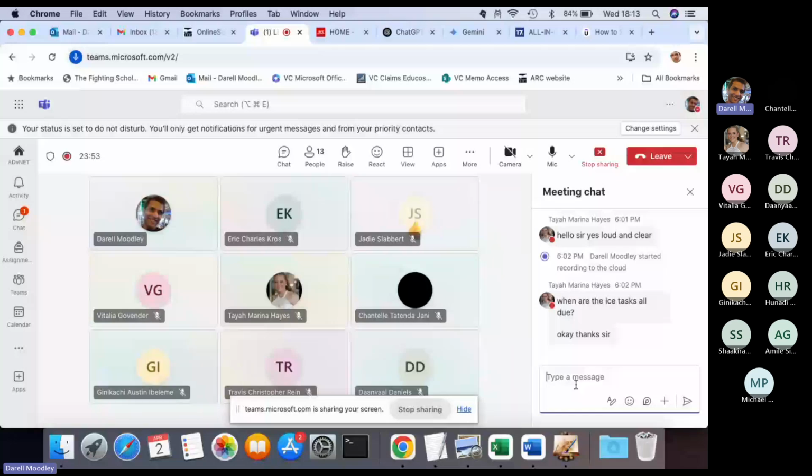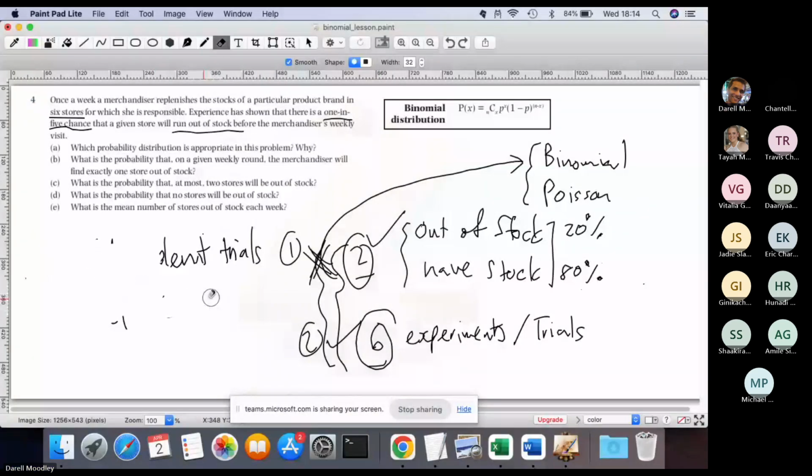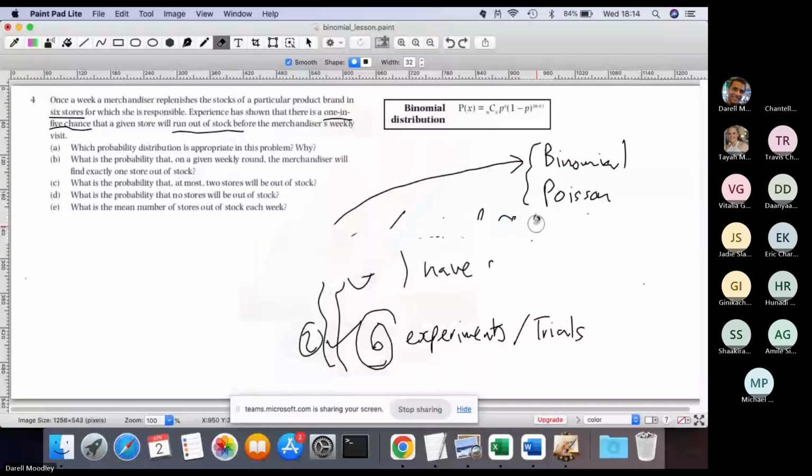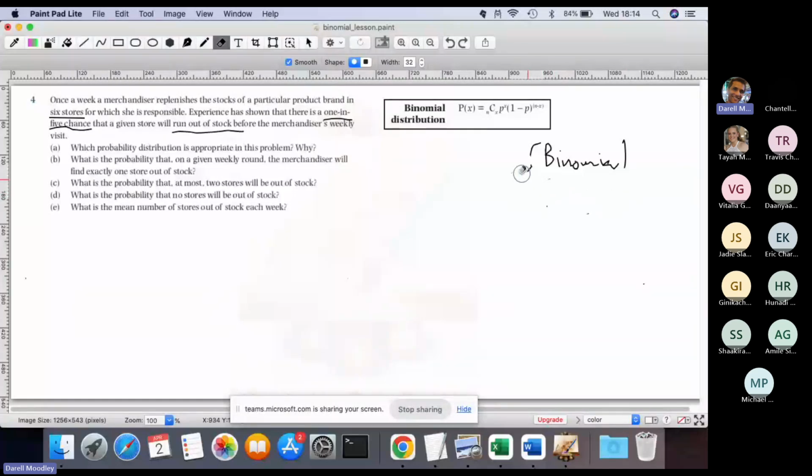All right. Now that we know this problem does have two possible outcomes and there's a limited number of experiments, we know it's a binomial distribution. So now I'm going to clear out my untidy writing. We're going to get started with the calculations. Okay, so now we're dealing with a binomial distribution.